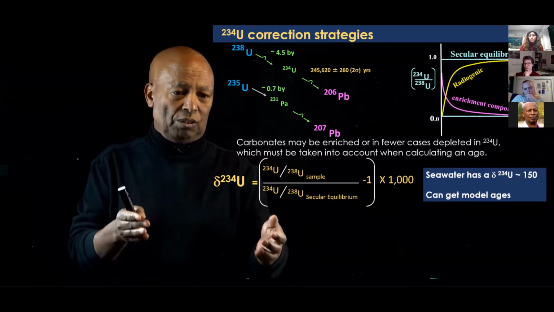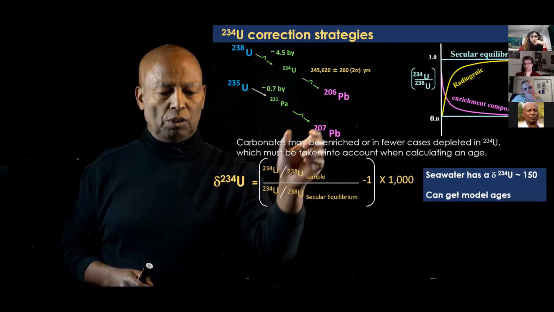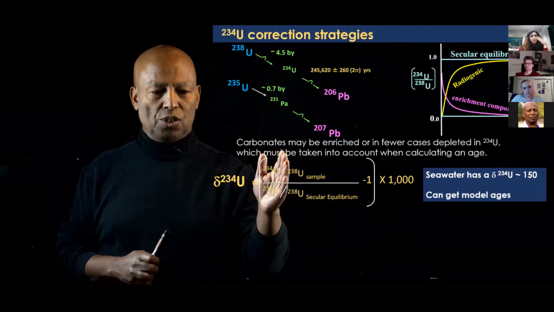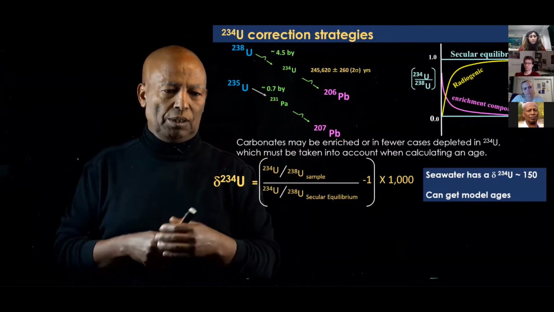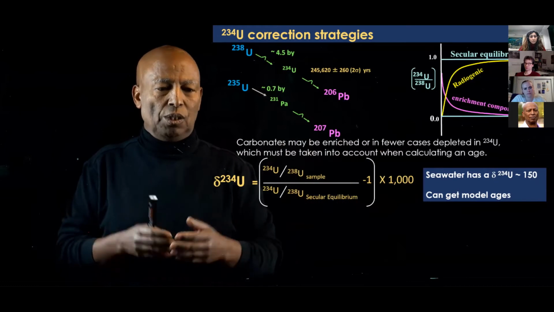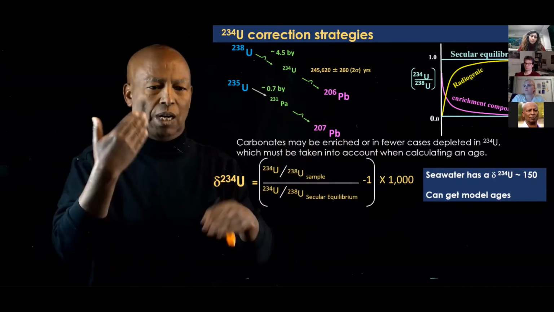So for young uranium-lead samples, you really do have to do the correction for 234. The challenge, of course, is once you get beyond about 8 half-lives of uranium-234, say beyond 2 million years, that enrichment information is completely lost. So you have to somehow reconstruct it.